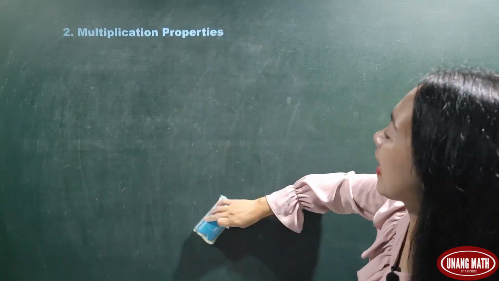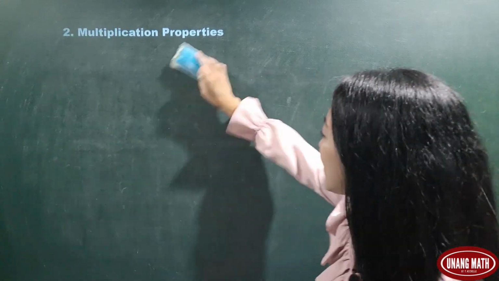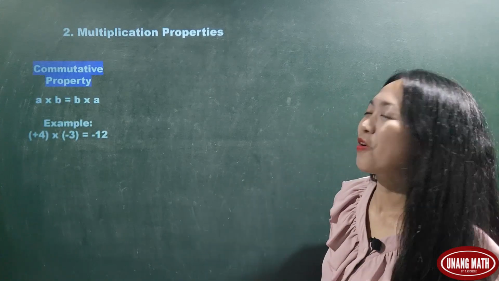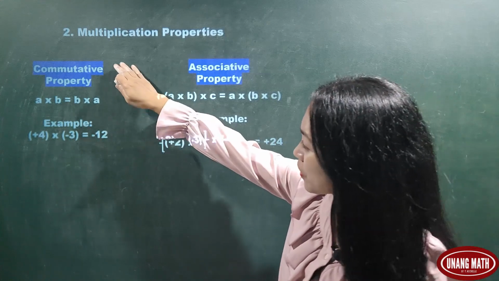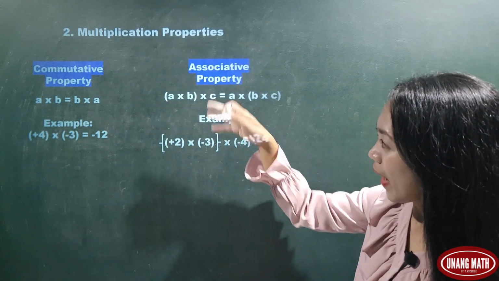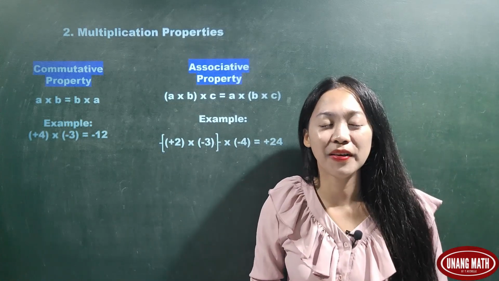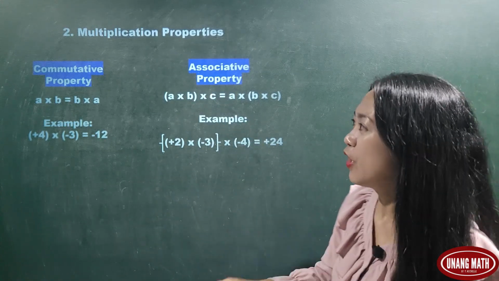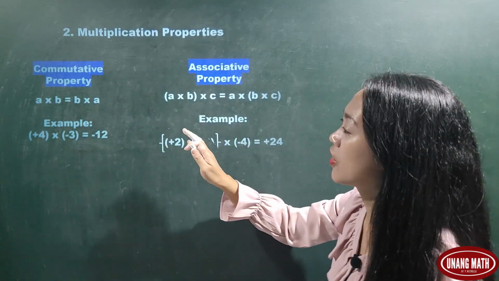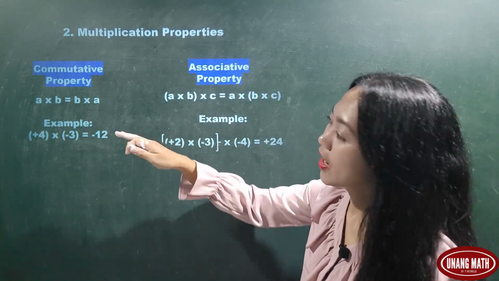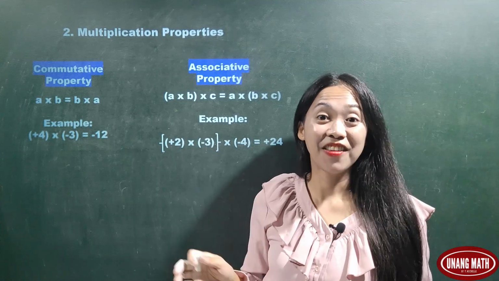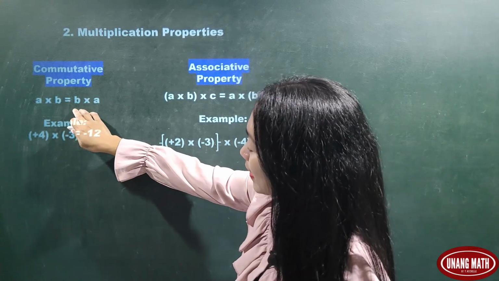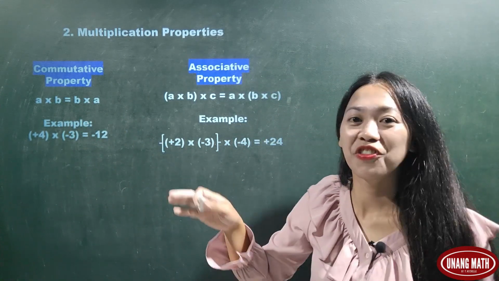Let's move on. This time, let us take a look at these multiplication properties. These are very important to make solving easier. So we have here the commutative property and the associative property. We actually finished these properties when we studied addition of rational numbers, and they mean the same thing. For the commutative property of multiplication, even if we change the order of the numbers, the answer is still the same. So for example, number A times number B, if we write it as number B times number A, the answer is still the same.